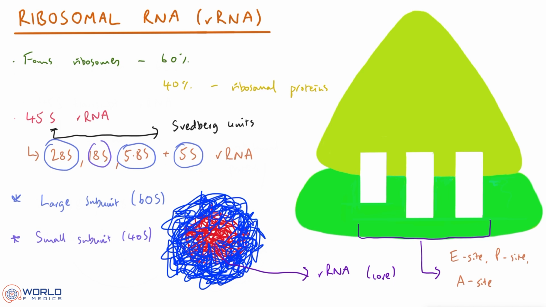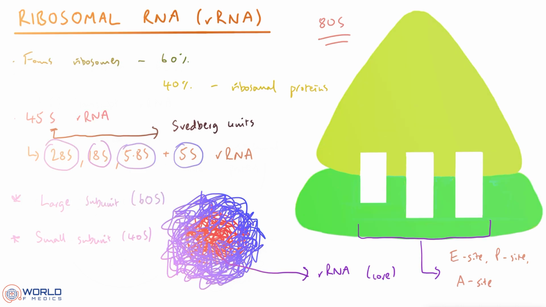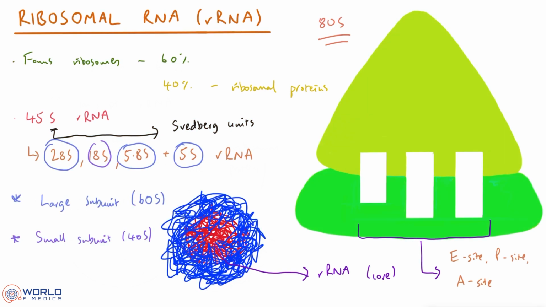Now, if we were referring to the mass or the volume with Svedberg units, we'd say this is 100S in total, but actually the ribosome comes to 80S, and that's because we're measuring the rate of sedimentation of the molecule, not the volume or the mass itself. So that's a quick overview of ribosomal RNA.